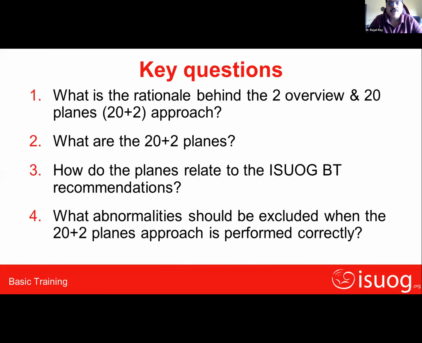The key questions will be: what is the rationale behind the 2 overviews and 20 planes approach? What are the 20+2 planes? How do the planes relate to the ISUG basic training recommendations? And what anomalies should be excluded when the 20+2 planes approach is performed correctly?